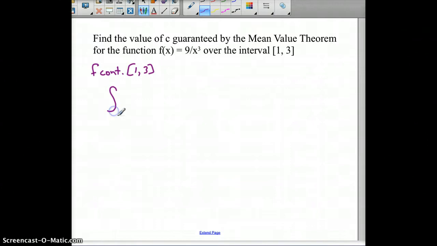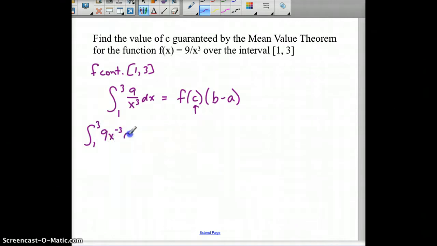Now the conclusion says that the integral from a to b of the function will be equal to the function with c plugged into it times the difference between a and b. And we have to find that c right here. So first we're going to integrate this. I'm going to rewrite it as 9x to the negative 3, and integrate that. To integrate this, we add 1 to the exponent, negative 3 plus 1 is negative 2, and divide by the new exponent, so we get negative 2. And we're going to evaluate that from 1 to 3. So instead of putting plus c, we're going to put our integral limits from 1 to 3.